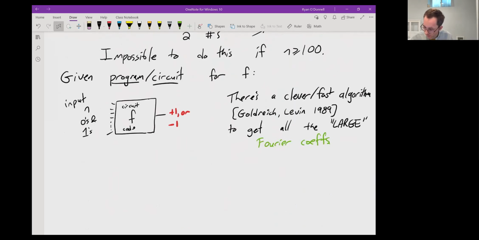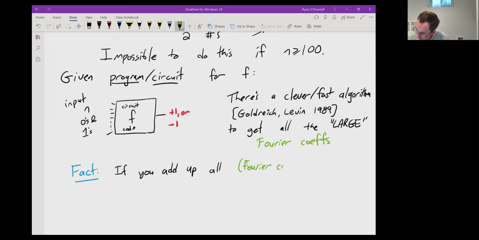Now I have to explain a little bit what I mean by large. And to that, I have to tell you a fact, which you'll have to just take my word for. This fact is, if you add up all the Fourier coefficients squared, it's always 1. This is a math fact. It's not too hard to prove once you properly know what the definitions are.